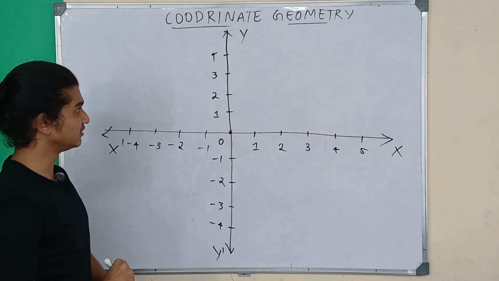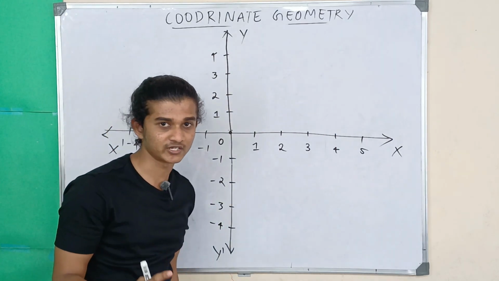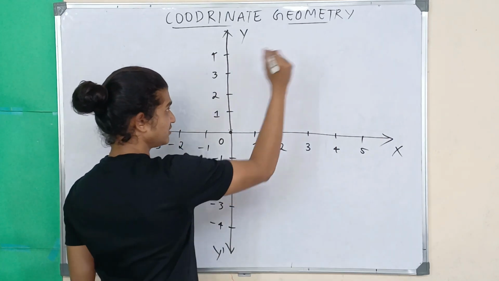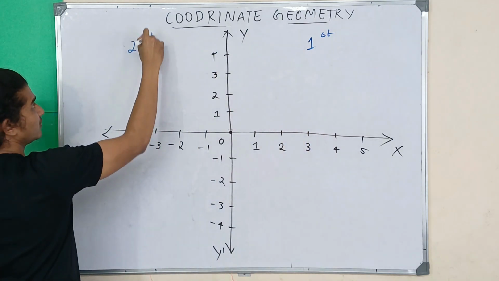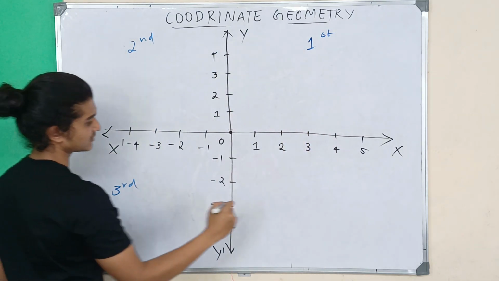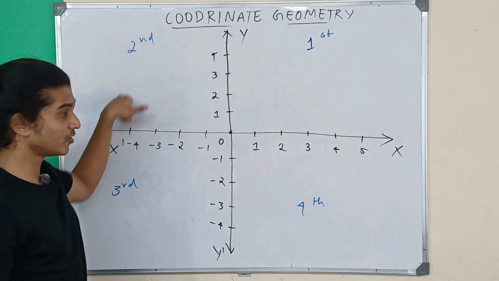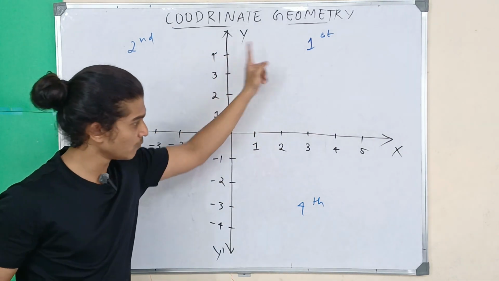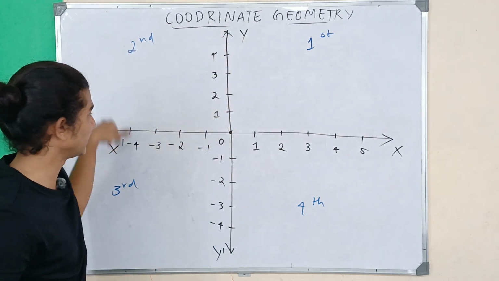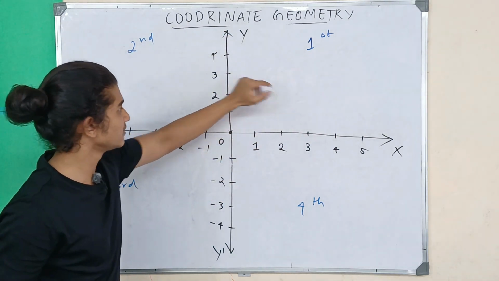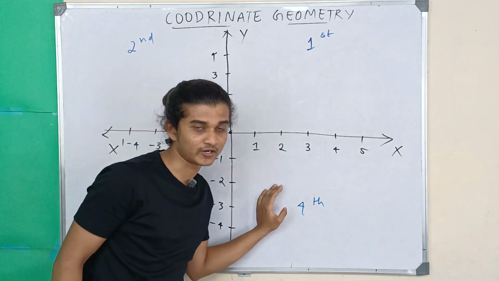Now these two axes divide this plane into 4 different quadrants. This is the first quadrant, this is the second quadrant, this is the third quadrant, and this is the fourth quadrant. If you notice, it's taken in the anti-clockwise direction. The clock moves in this direction, whereas the sign convention of the quadrants is taken anti-clockwise.